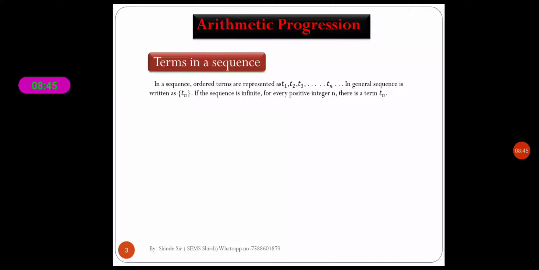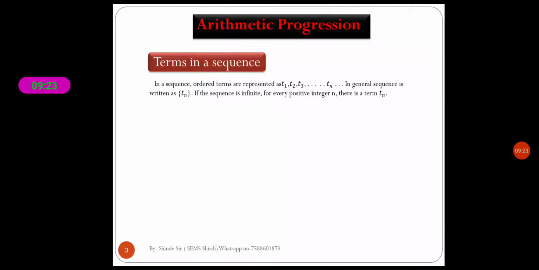Okay, in a sequence order, terms are represented as T1. T1 means first term, T2 means second term, T3 means third term, and the nth term is Tn. In general, a sequence is represented in curly brackets as {Tn}. If the sequence is infinite, for every positive n there is a term Tn. For example, if n is equal to 10, then T10.